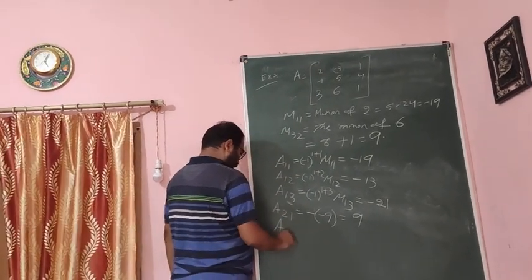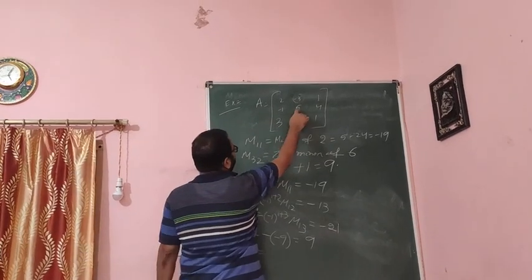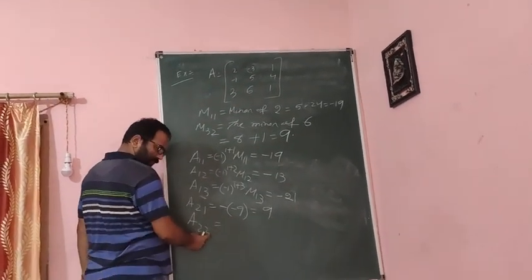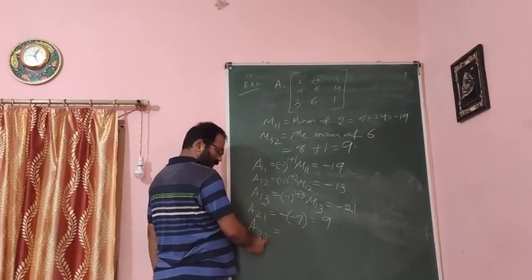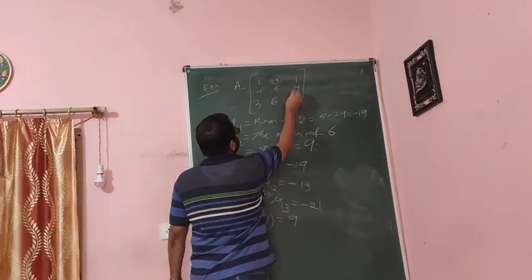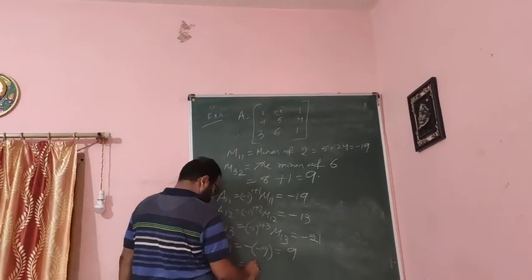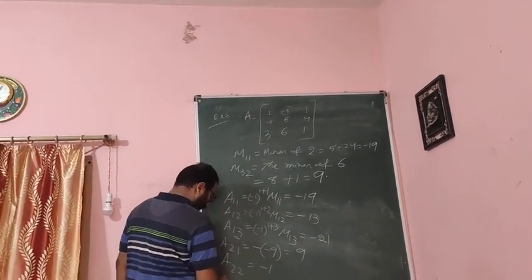Similarly, A22. What will we get for A22? Here 2 plus 2 is 4, an even number, so minus 1 to an even number is plus 1. You delete this row and this column. You will get 2 into 1, 2, minus 3, that is minus 1.